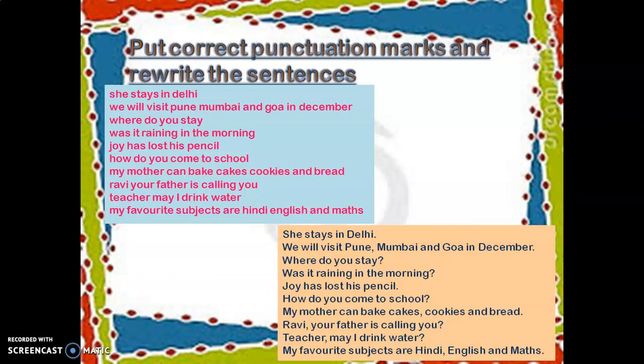My favorite subjects are Hindi, English and Maths. M of this sentence will be capital, and since Hindi, English and Maths are proper nouns, the first letter of these three words will be capital, and Hindi and English will be separated by putting a comma. We'll put a full stop at the end of this sentence.